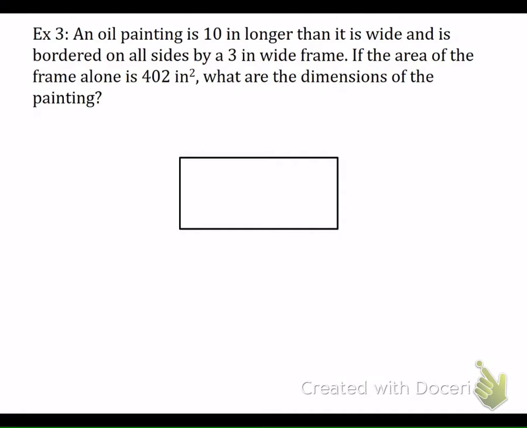All right, so 10 inches longer than it is wide. So what is one of my dimensions going to be? 10W would be 10 times as wide. W plus 10. Yes, if it was 10 times, you'd have a times, but 10 inches longer is a plus. So we're going to have W and W plus 10. Now that's the actual painting. But what else is going on in this setup?